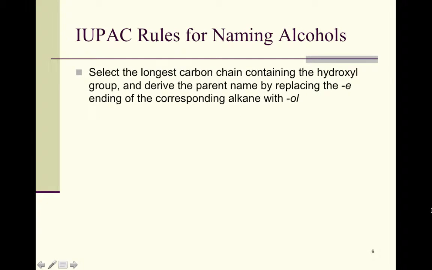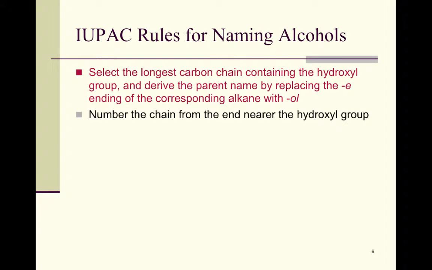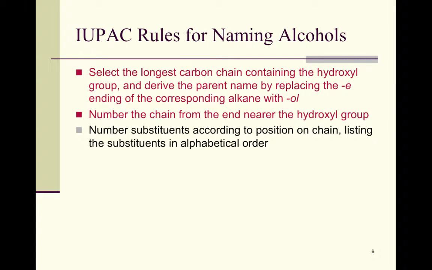Using the IUPAC rules for naming alcohols, you select the longest carbon chain, which contains the hydroxyl group, and you derive the parent name by replacing the E ending of the corresponding alkane with OL. Number the chain from the end nearer to the hydroxyl group, giving it priority. And then you number the substituents according to their position in the chain, listing the substituents in alphabetical order as we have in other naming. So as we are looking at naming alcohols, I also want to combine classifying them as primary, secondary, and tertiary.